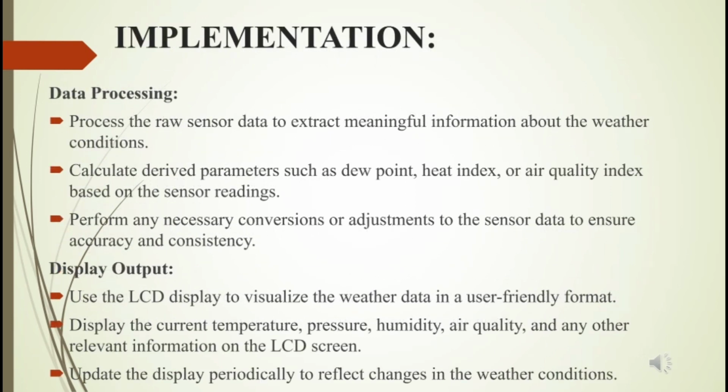Implementation, data processing. It processes the raw sensor data to extract information about the weather condition. It calculates derived parameters such as dew point, heat index, or air quality index. Display the output. It uses the LCD display to show the visualized data in a user-friendly format. And also it updates from time to time so that it can reflect changes in the weather condition.